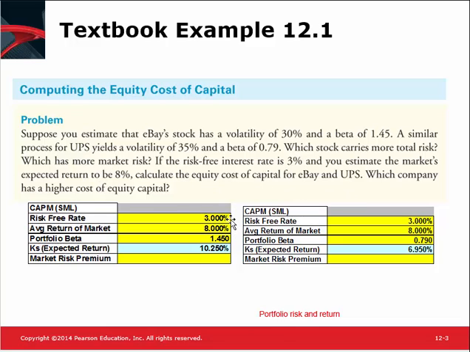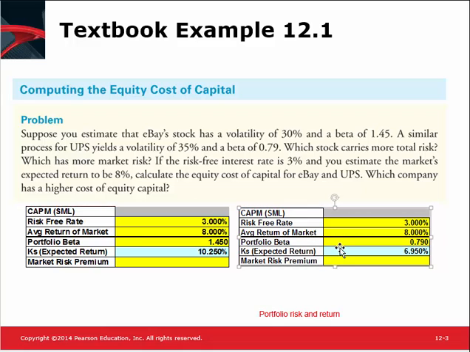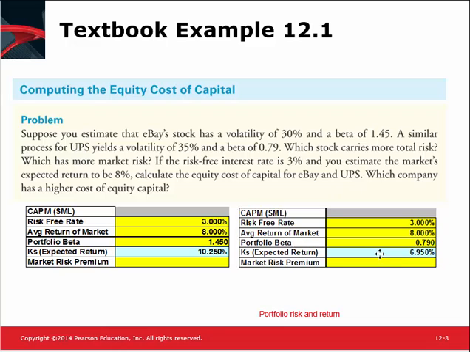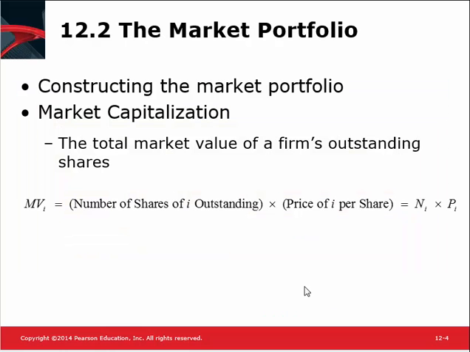If the risk-free rate is 3% and the stock market is 8%, what rates of return would we expect to get from these investments? The cost of equity for eBay is 10.25%, and the cost of equity for UPS is 6.95%. Why is it different? It's different because of the market risk of the asset itself.